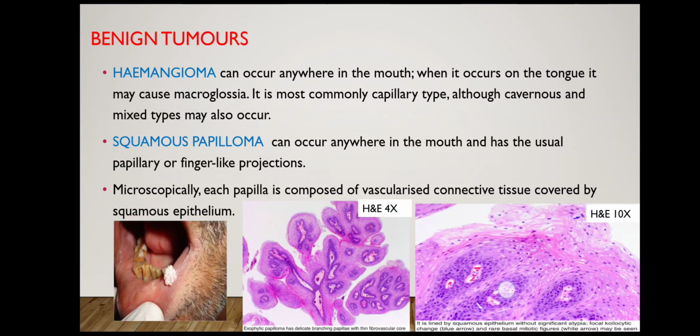Then, as you go to the upper layer, we can see some koilocytic change, which is nothing but cells with a perinuclear halo or clearing. So this is the koilocytic cell. Here in the basal layer we can see some mitotic figures as well. So the most characteristic feature here is the fibrovascular strand covered by the squamous epithelium.